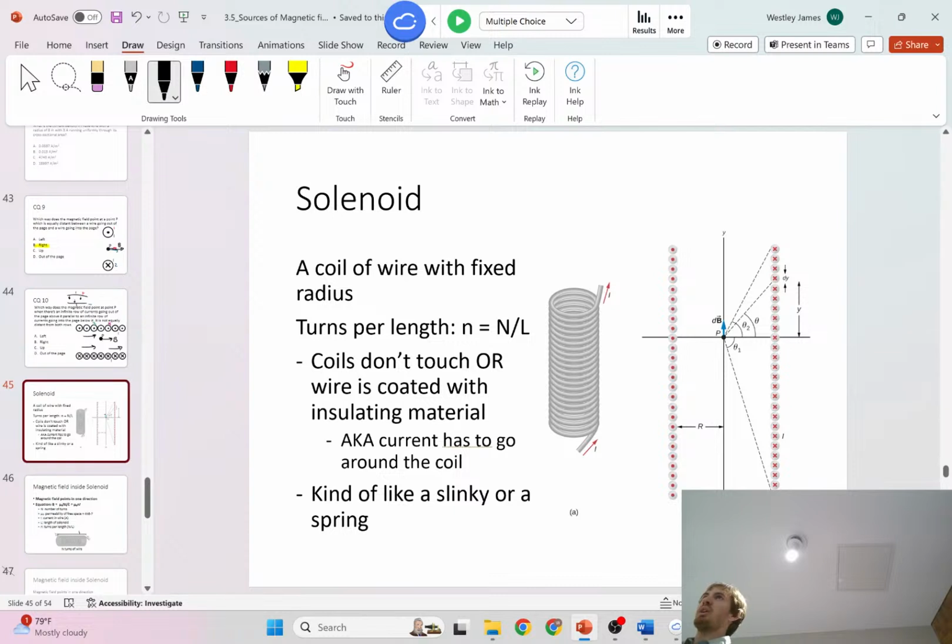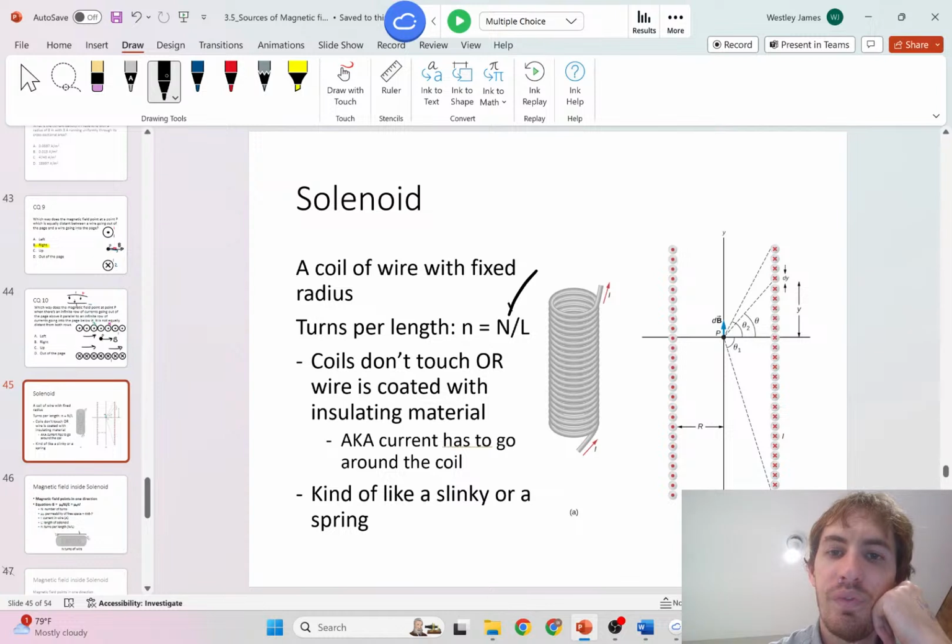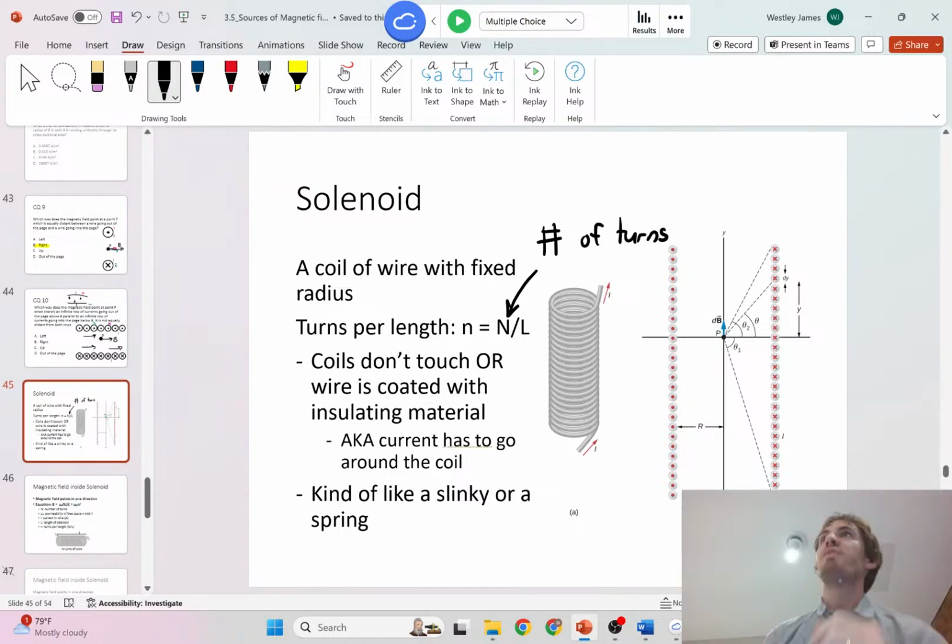And you coil this thing. We define how many coils there are by N. Capital N is the number of turns. So if I coil this thing 50 times, that's capital N. L is the length. If I divide the number of turns by how big the thing is, I get the number of turns per meter. Turns per length. Kind of like how tightly coiled is it.